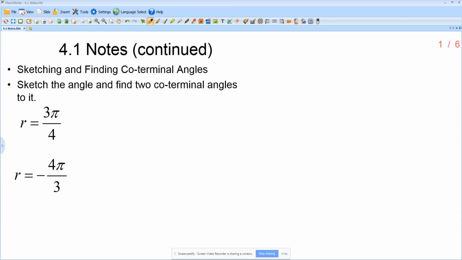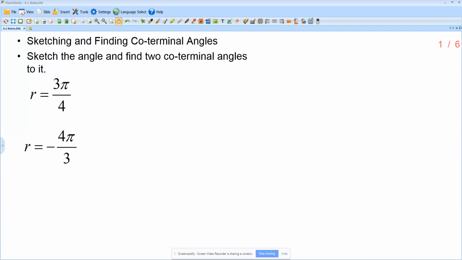All right, welcome. Sketching and finding coterminal angles. So sketch the angle and find two coterminal angles. If I'm going to sketch this angle 3 pi fourths, the first thing I'm going to do is just draw my axes, and I will draw it for the next angle as well. And I'm going to start with the sketching.